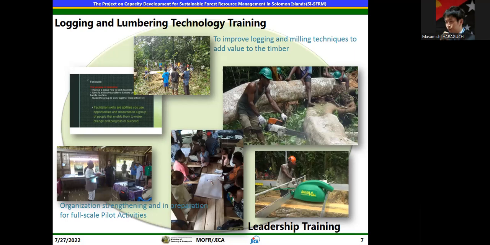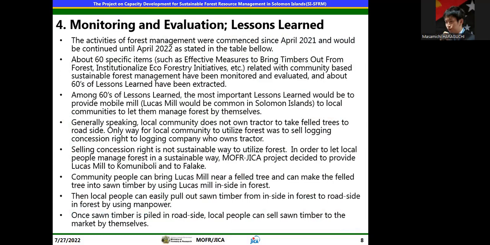With that, organizing, strengthening, and in preparation for full-scale pilot activities. Next. Monitoring and evaluation lessons learned. The activities of forest management commenced in April 2021 and will be continued until April 2022, as stated in the table below.